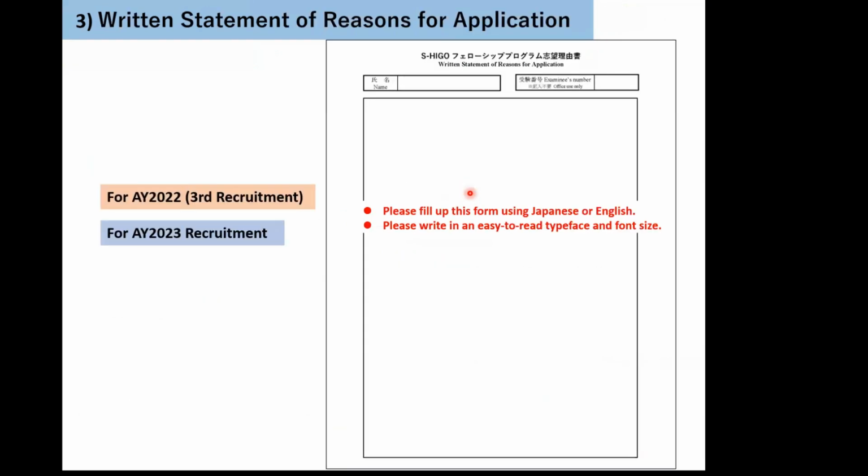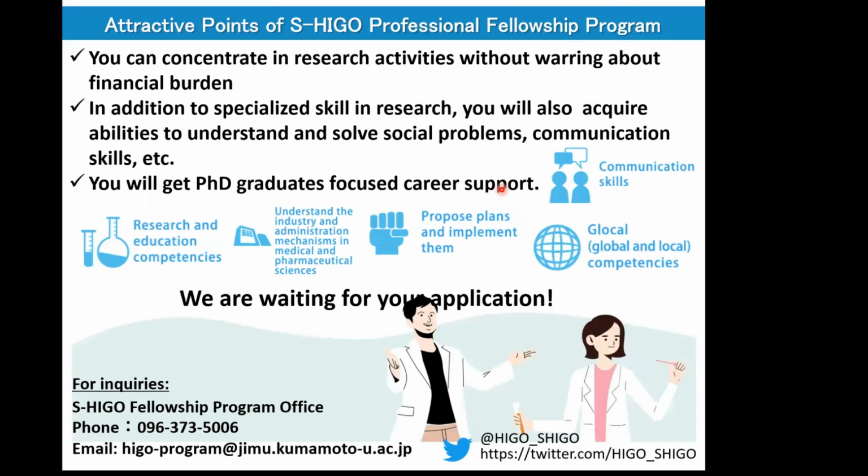Okay. Then there is a written statement of reasons for application. This is the same for both recruitments. And here you have to write your name, examination number, and you have to fill it out using Japanese or English. And please write in an easy to read typeface and font. You may not have an examination number, so please just write your name. Okay, and it should be within only 1 page. So please be careful not to exceed the page limit. Okay. So these are all about the application points.